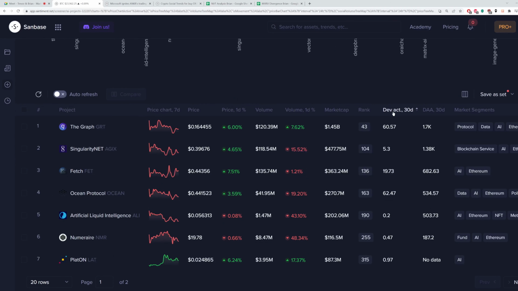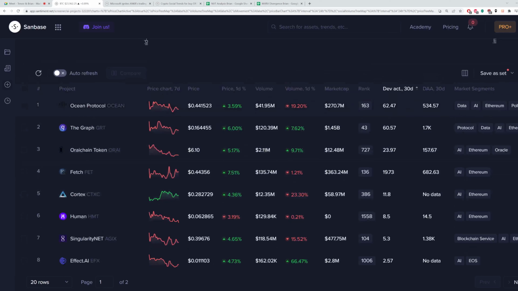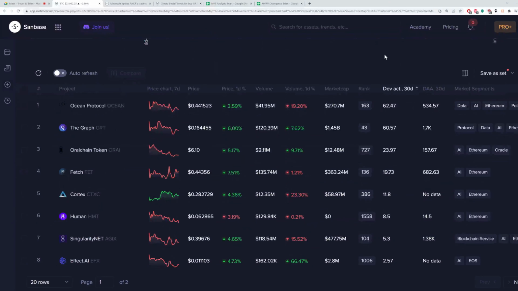Development activity among these AI projects, if I can load that. Just a moment. Yeah, so Ocean and The Graph, these two are kind of head and shoulders above the others in terms of projects that are actually being worked on. And they're the 163rd and 43rd largest market cap assets in crypto, respectively. But that's always a good thing to pay attention to if you're trying to pick which AI project you want to get into. Start with development activity and go from there in terms of some of the other on-chain and social metrics.